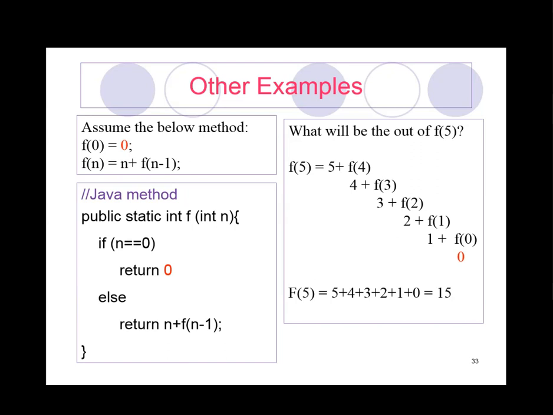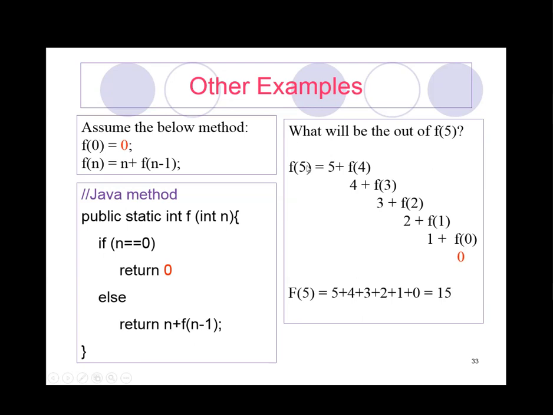So let us write it. Public static int, with the method name, and parameter int n. If n is equal to 0, return what? 0. Tamam? Else return what? n plus f of n minus 1. Let us do: what will be the output of f of 5?